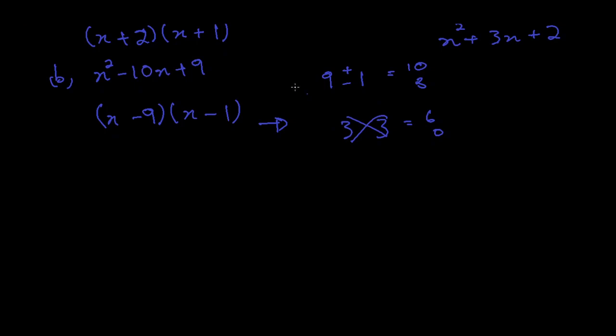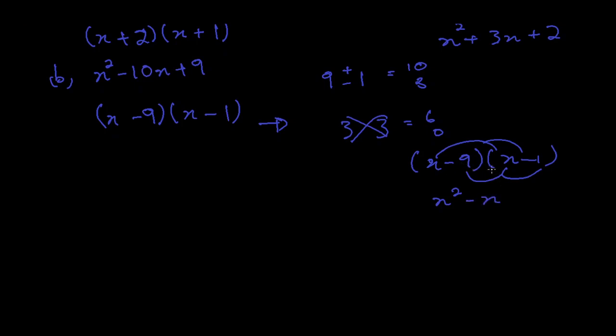So remember, we have to prove that we've got the correct value. There are the correct numbers here. So you're going to take it as it is. So it's x minus 9, x minus 1. Okay, then you multiply. So x times x is x squared. X times negative 1 is negative x.